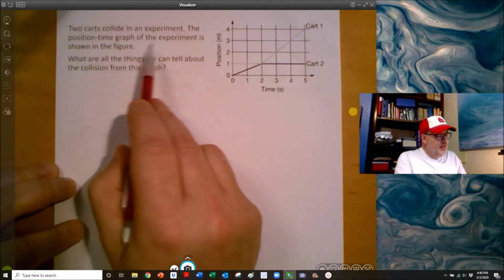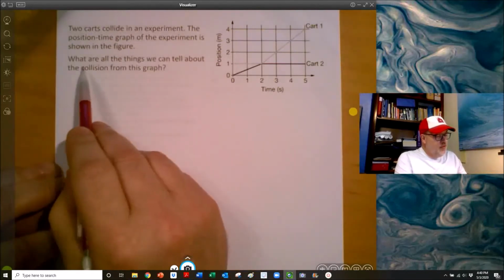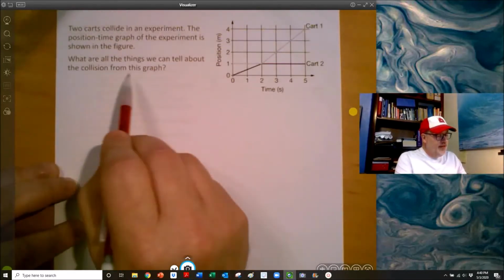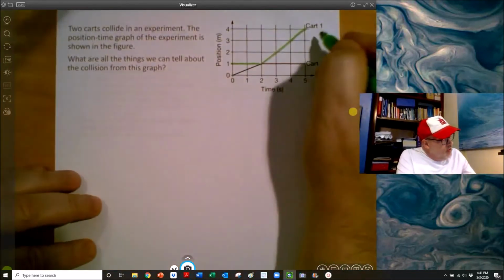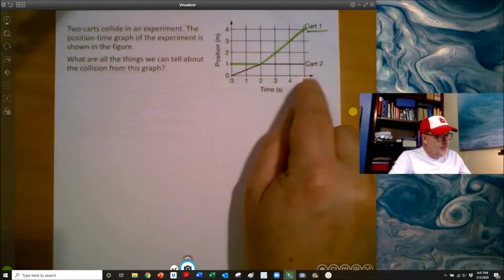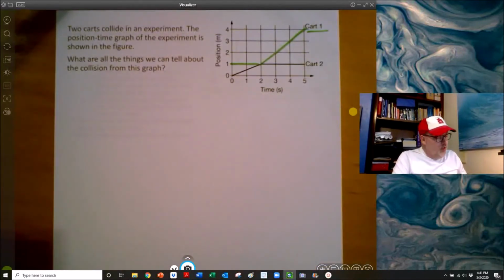Okay, two carts collide in an experiment. The position-time graph of the experiment is shown in the figure. What are all the things that you can tell about this collision from the graph? That's a pretty wide open question. That's cart 1, and then there's cart 2. So cart 1, what can we tell?